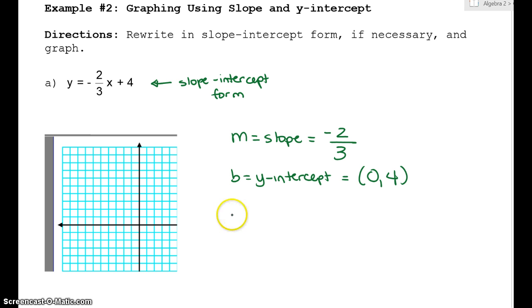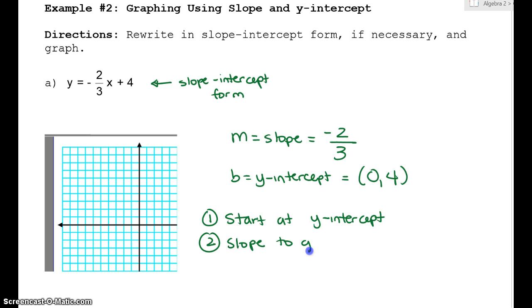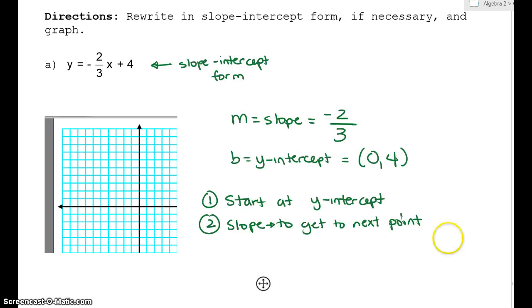So we always start at the y-intercept when graphing. That's the first thing we do. So we plot that point. And then the second thing we do is we use the slope to get to the next station. I shouldn't say station because it is actually a point. But station sounds way cooler. Alright, so let's go ahead and get started on that.